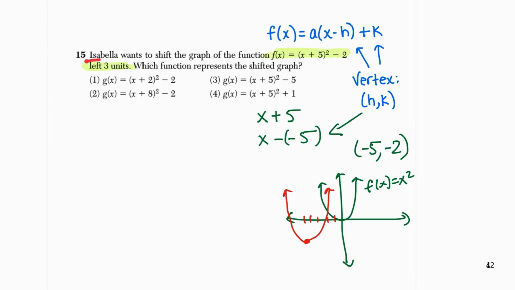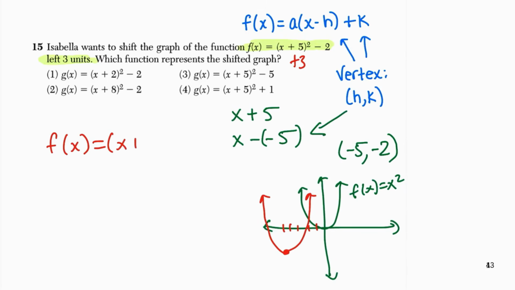So if they want me to move left 3 units, like I said, the horizontal shift occurs with the number inside of the parentheses with the x. That means that I'm going to be adding 3, because you see how here we added 5, but we went left. So if we want to go left, we have to add. So we're going to add 3 to what was already inside the parentheses. We don't want it to shift up or down at all, so we're going to leave that -2 the same. And so if I add 3 to the 5 that was already in there, I'm going to get f of x is equal to x plus 8 squared minus 2. And that looks like answer choice number 2.